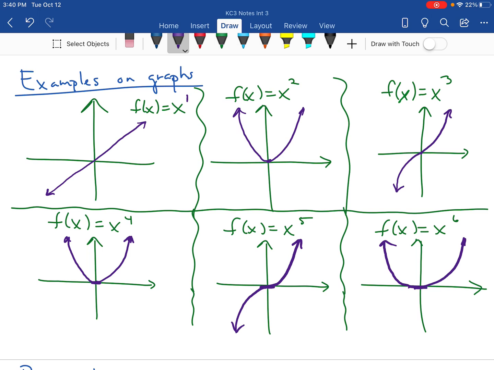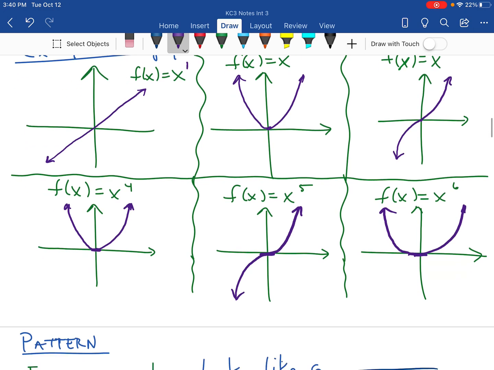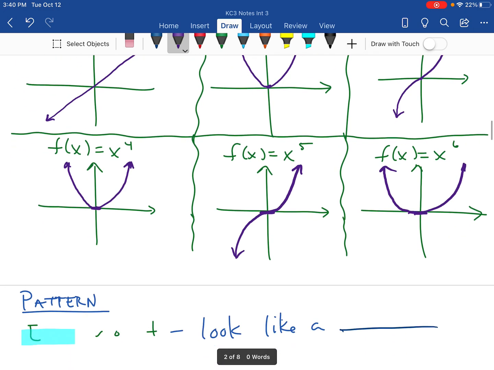Okay, now these are called parent functions. They go through the origins, and these are the general graphs of these functions. Now, you could change these with transformations, which we will talk about a little later.